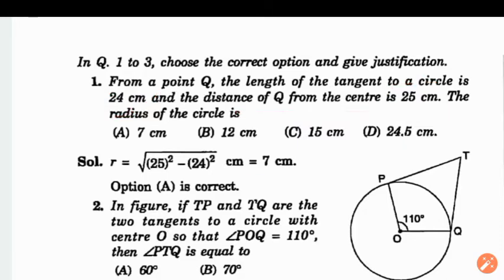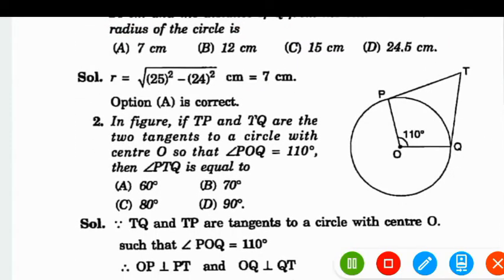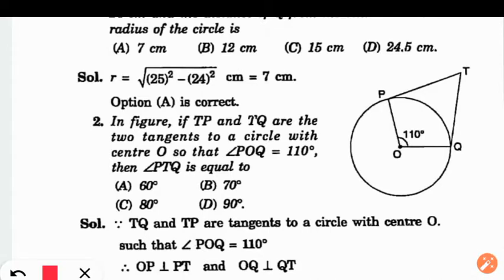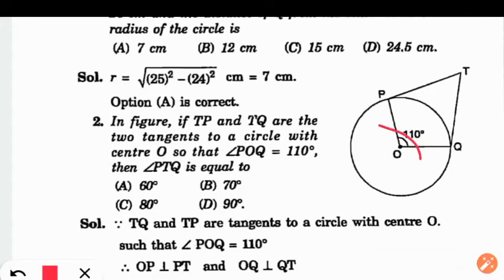Now let's do question number 2. In question number 2, what do we have? In the figure, PT and TQ are the two tangents to a circle with center O, and this angle is given as 110 degree. What are we required to find? We are required to find angle PTQ, that means this angle.